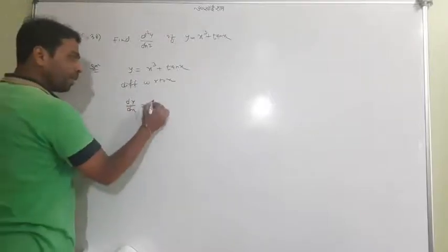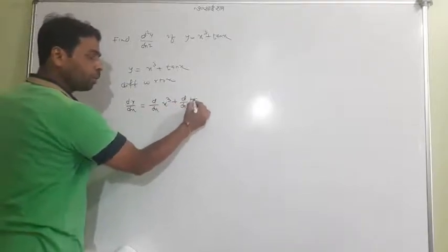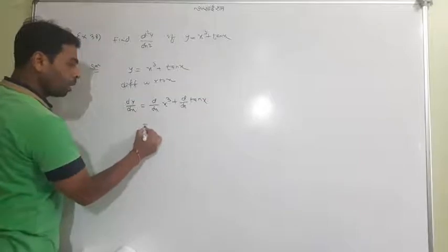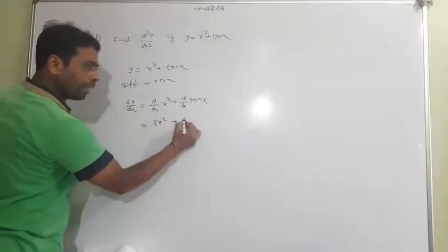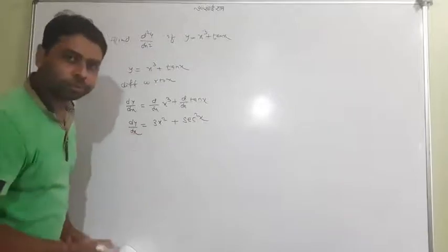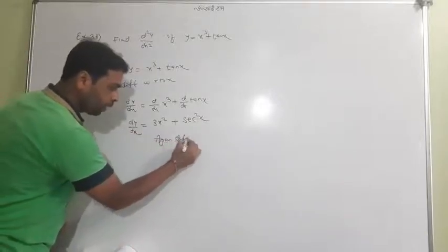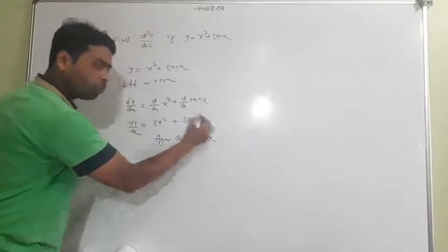So if it is dy by dx, d by dx of x cube and d by dx of 10x, because of the plus sign between them. So it is 3x square and 10x has a differentiation sec square x. You have got the first differentiation. You will write now again differentiate with respect to x.